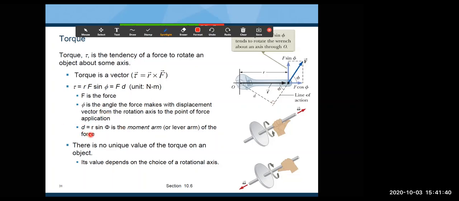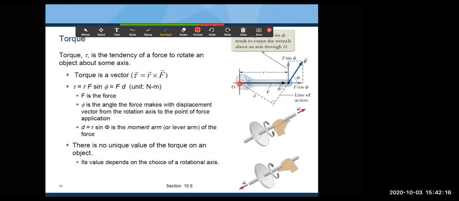Here, d is r times sine phi, and in terms of mathematics, it is the perpendicular distance between the axis of rotation and the force vector direction. In physics, it is also regarded as the moment arm of the force. So this moment arm of the force is just the perpendicular distance of this line from the axis of rotation.